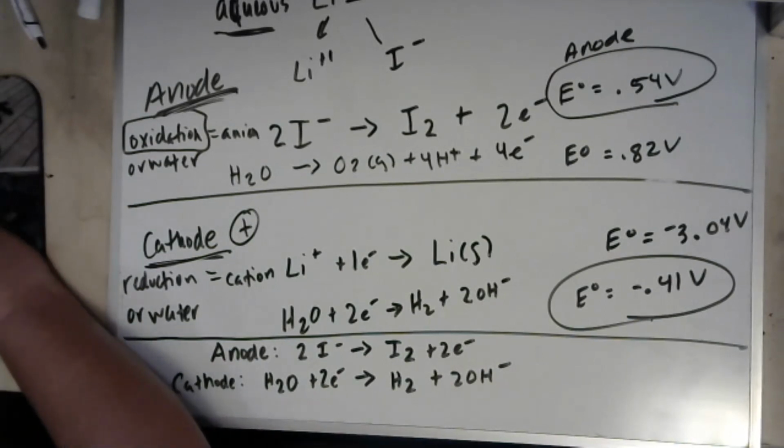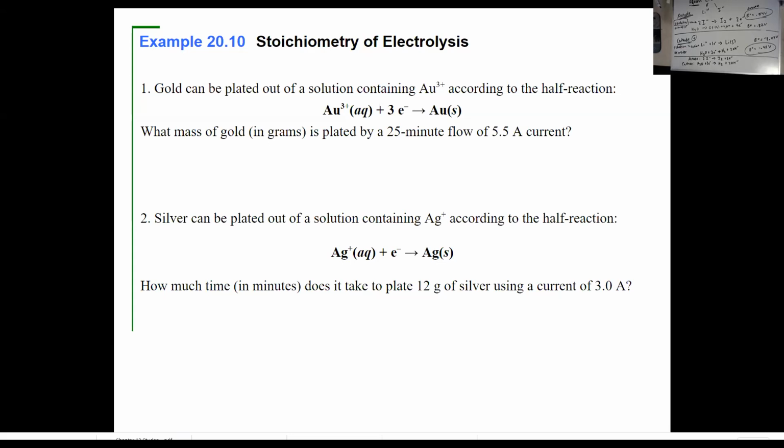Okay, and our final type of example is going to be building on this electrolysis material. That's going to be, how do we calculate numerically how much metal we can plate, for example? Or how much time will it take to plate a certain amount of metal out in an electrolytic cell? So we're going to look at both types of questions here.